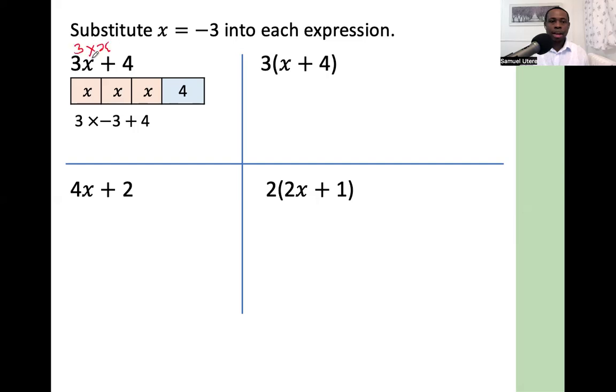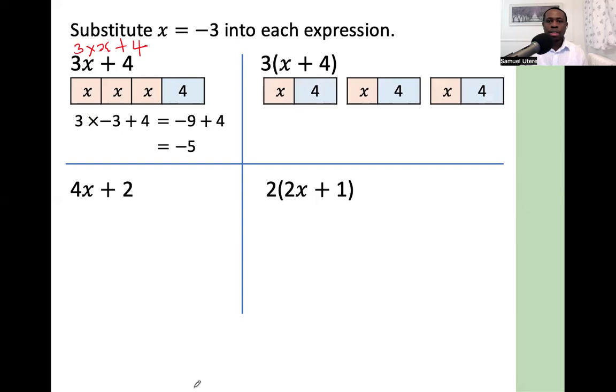So if I write this out, break it down to what it actually is, this is 3 times x add 4. So if we do our substitution, we have to say 3 times negative 3 add 4. And that will be negative 9 add 4, which is negative 5.